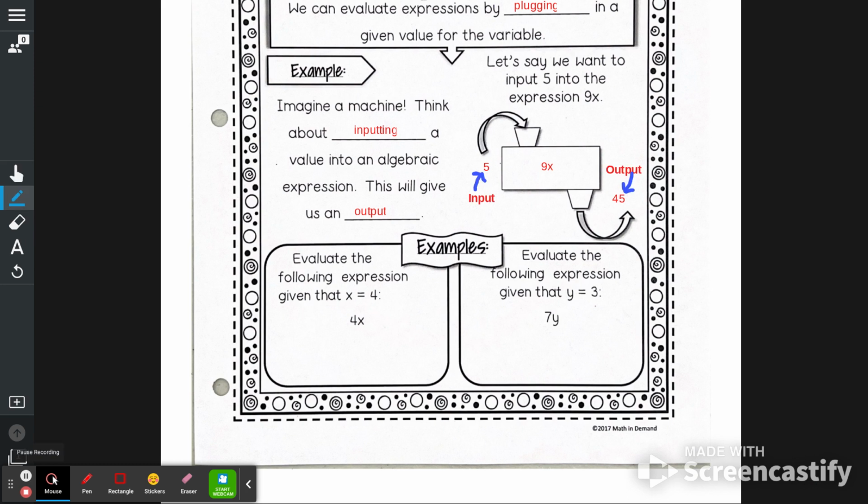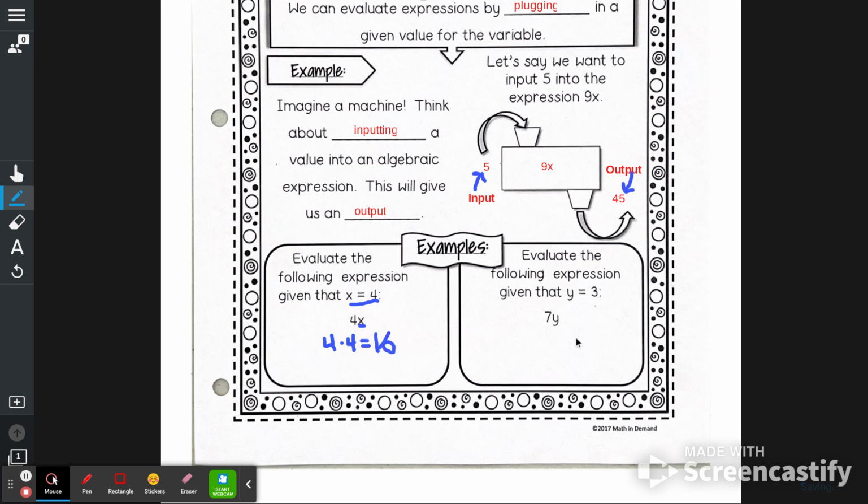So let's go ahead and do a quick example. Evaluate the following expression given that x is 4. So let's imagine putting this 4 in for this x right here. So that's going to leave us with 4 times 4. And what is 4 times 4? Well, we get 16. That is our output.